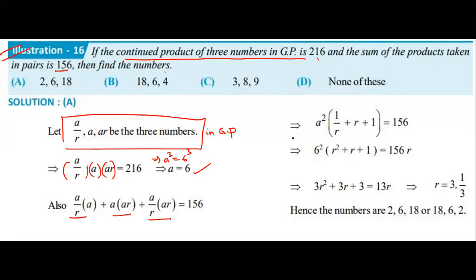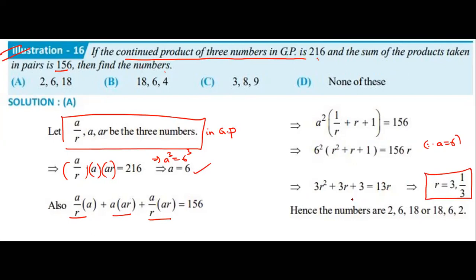Take the LCM. And since a is 6, for this value, simplify. So 36 means how many times? Simplify, how much is coming? 6 square. So 12, 13 is 12, 3 is like that. Okay. So 3r square plus 3r plus 3 is equal to 13r. Simplify, we can get a quadratic equation, roots are like this.